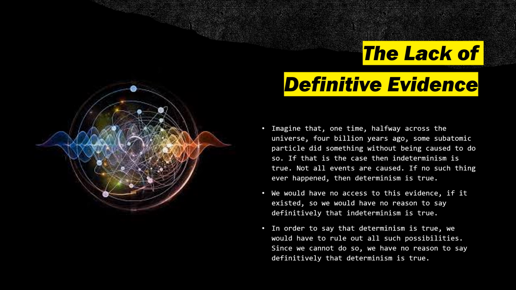We can't rule that out, and since we can't rule it out, we have no reason to say definitively that determinism is true either. Essentially, in order to say whether determinism or indeterminism were true, we would have to say something about all events. We would have to say either A, all events are determined, right? They've all been caused, or we'd have to find some particular cause that we could say definitively was not caused, right? And that's a pretty tall order here.